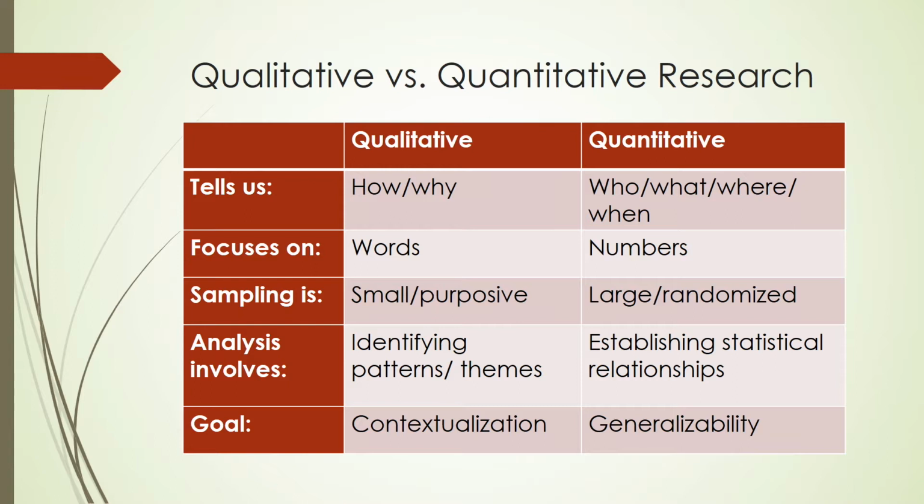And analysis for qualitative is the process of identifying patterns and themes that are meaningful. Whereas in quantitative, you're really trying to establish statistical relationships where you can say, we're pretty certain that, because of our sampling strategy, this is what's causing this.